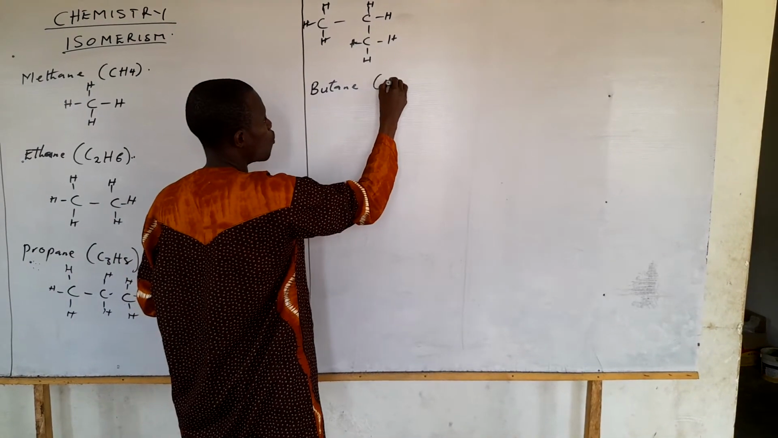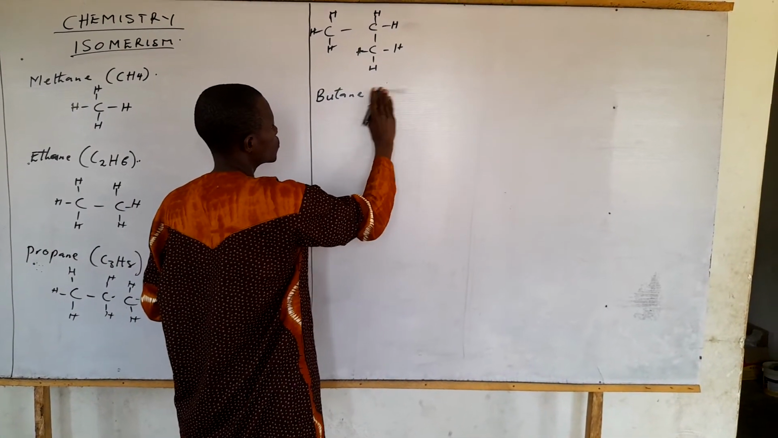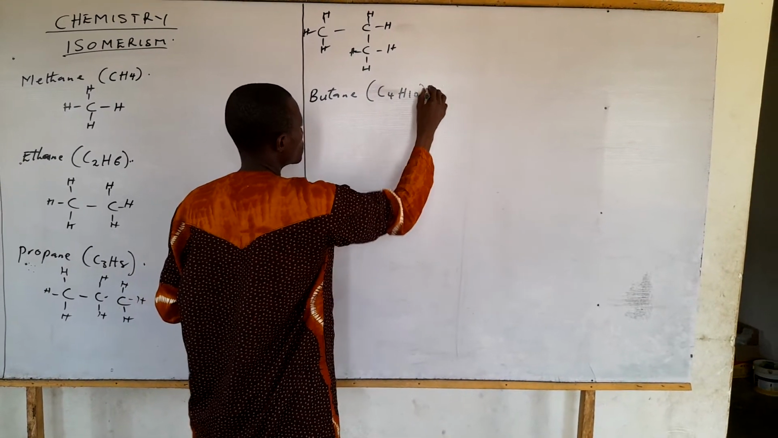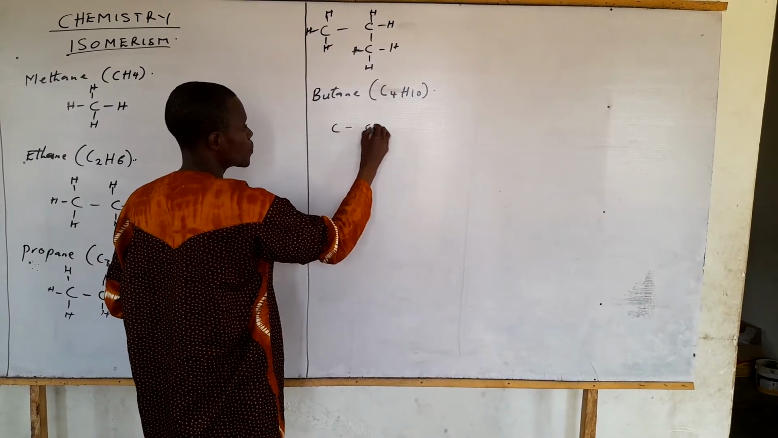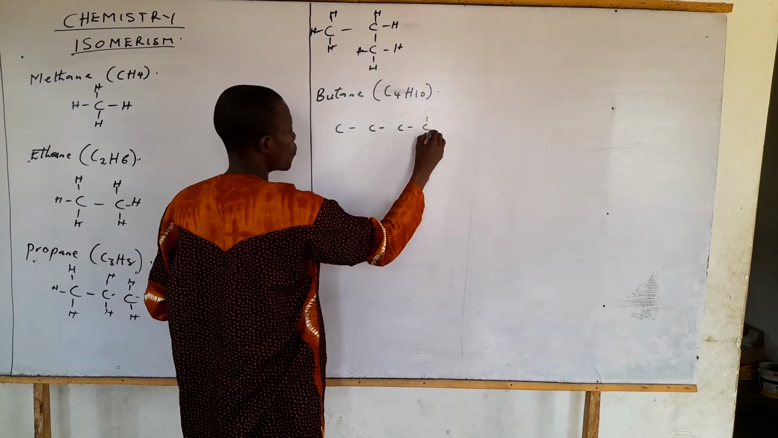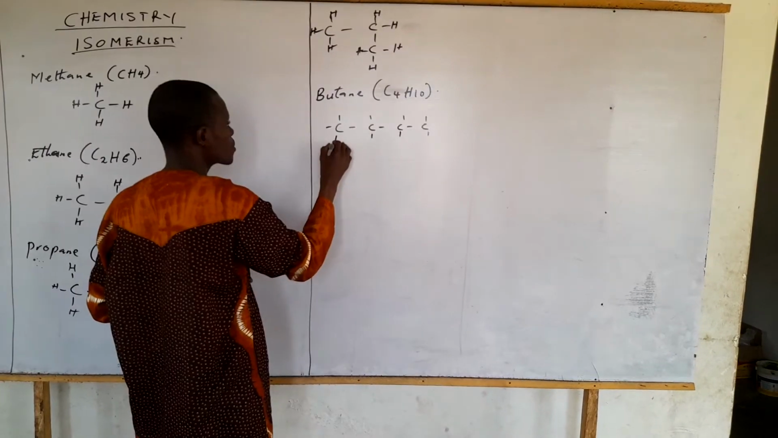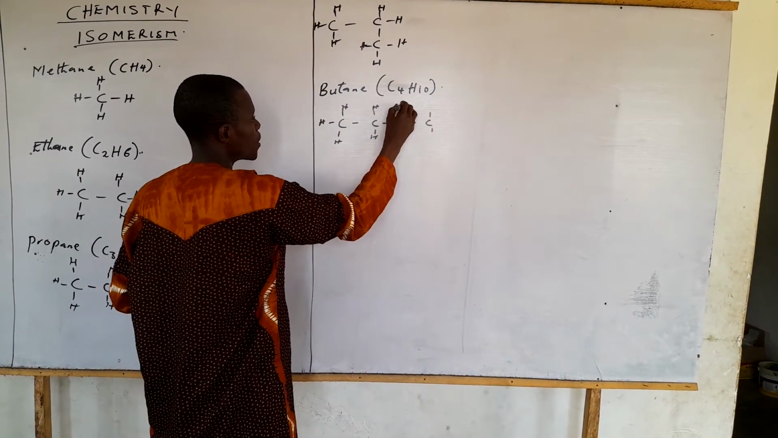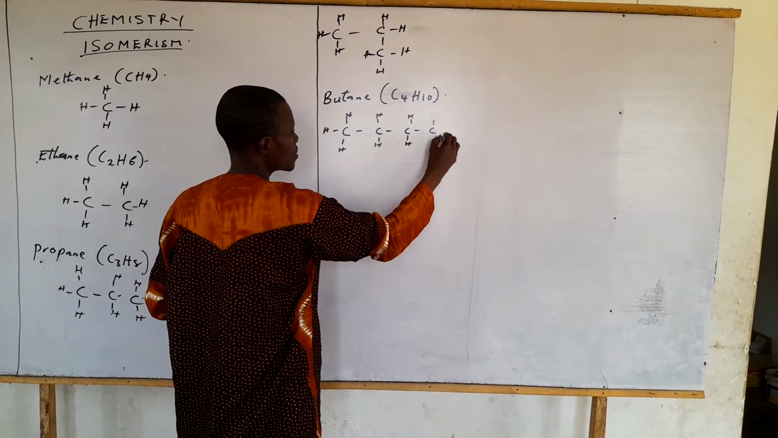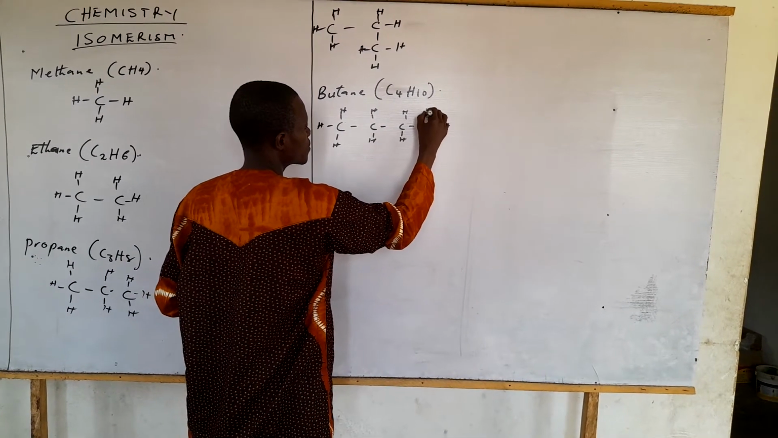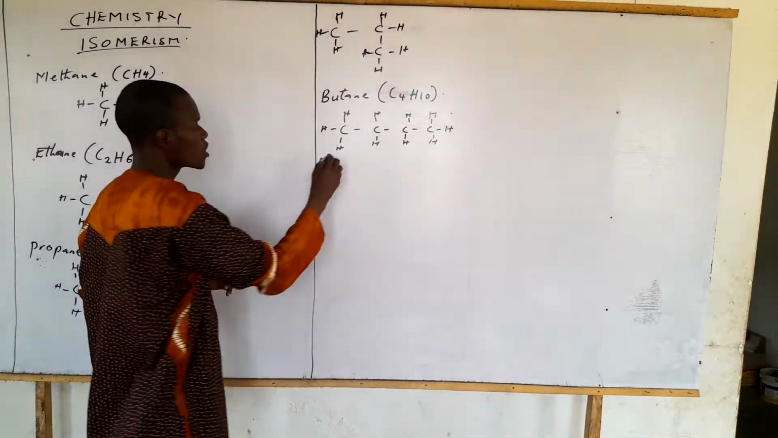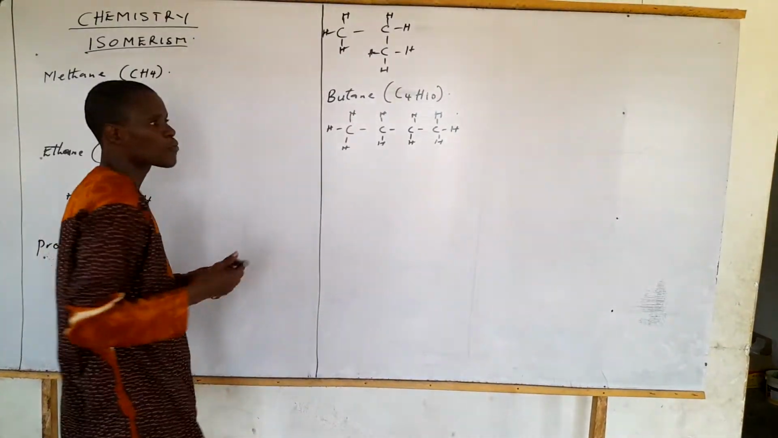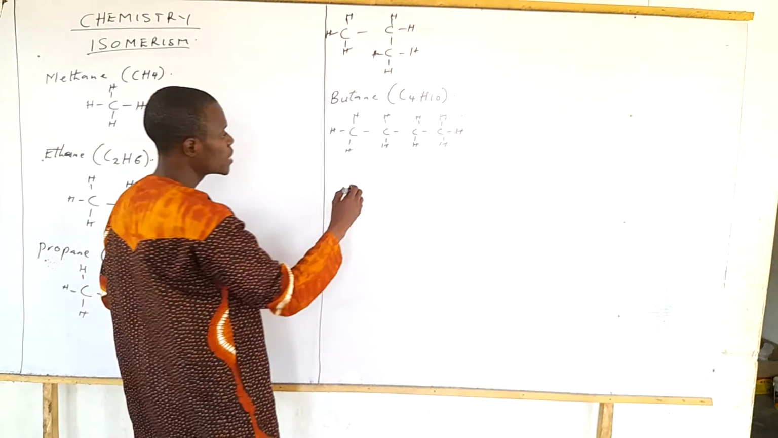Butane, we have C4, we have C4H10. We have the straight chain first, 1 to 4. Then this will give us 1, 2, 3, 4, 5, 6, 7, 8, 9, and 10 hydrogens. So this one is called butane, as the name has been written. Then we can have an isomer from this. How do we get the isomer of this one?